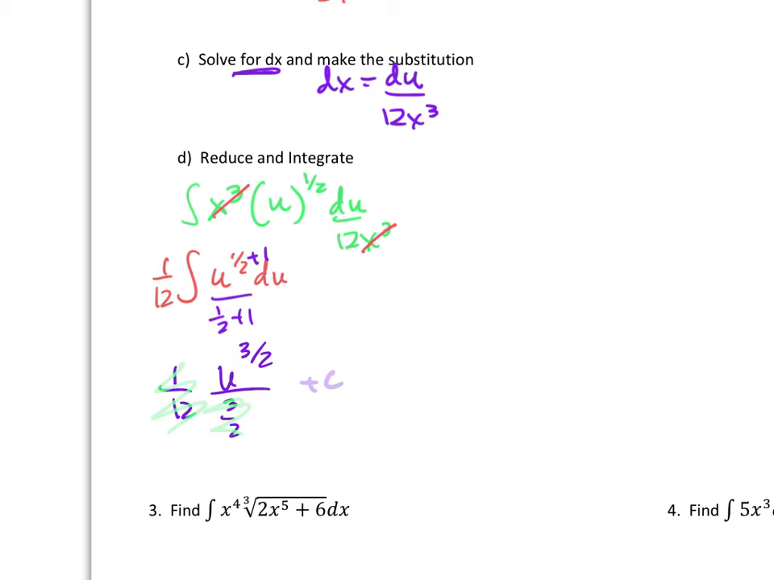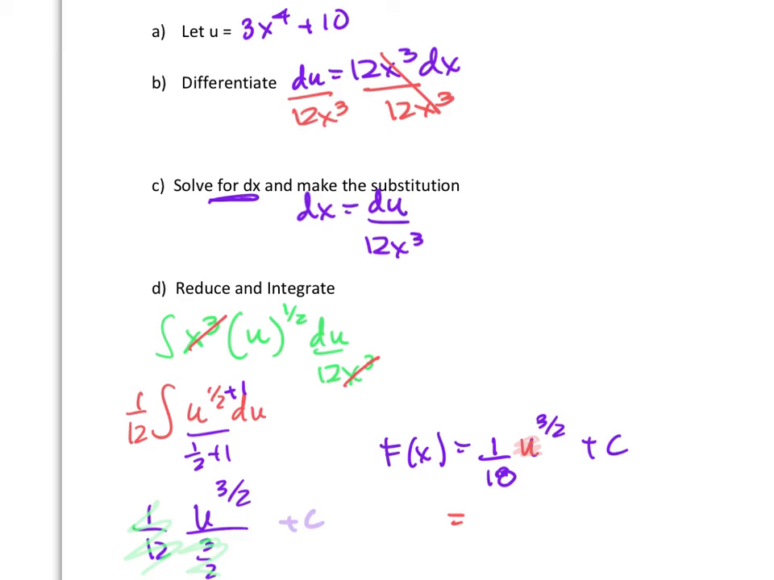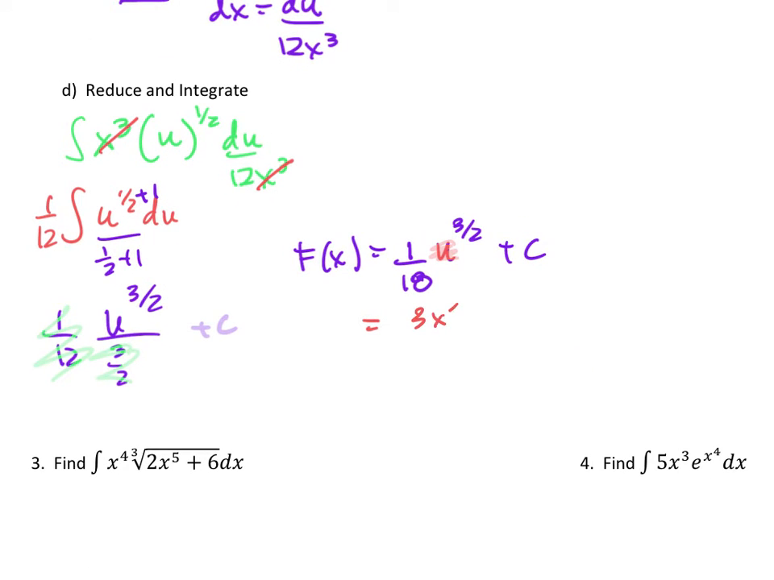That would end up going to flipping and multiplying. We would have, let's just write this over here, 1/18 u to the 3/2 plus c. Now, one last step to do. And you see the u right there? We are going to replace that with the original expression for u, which was the 3x to the 4th plus the 10, over 18. And don't forget, that's being raised to the 3/2 plus c. So that would be the integration to get our function.